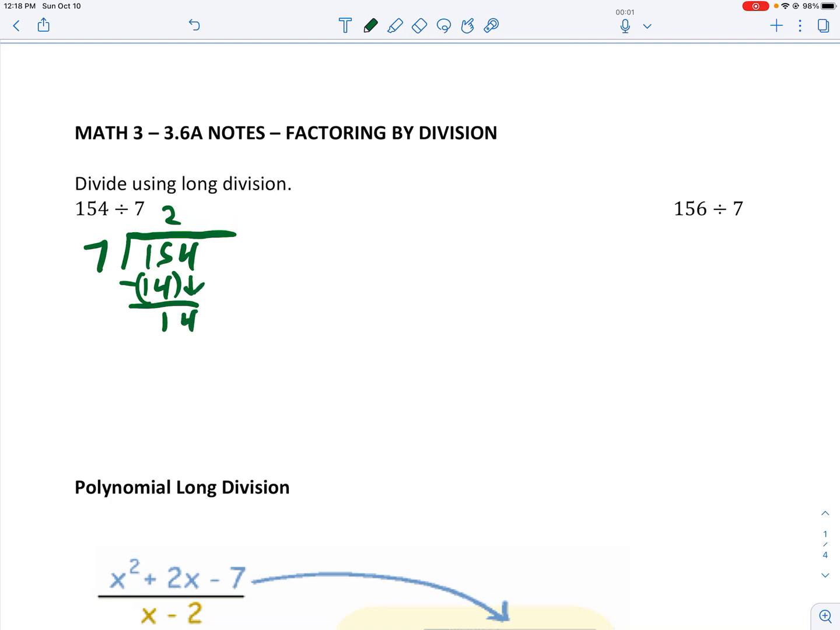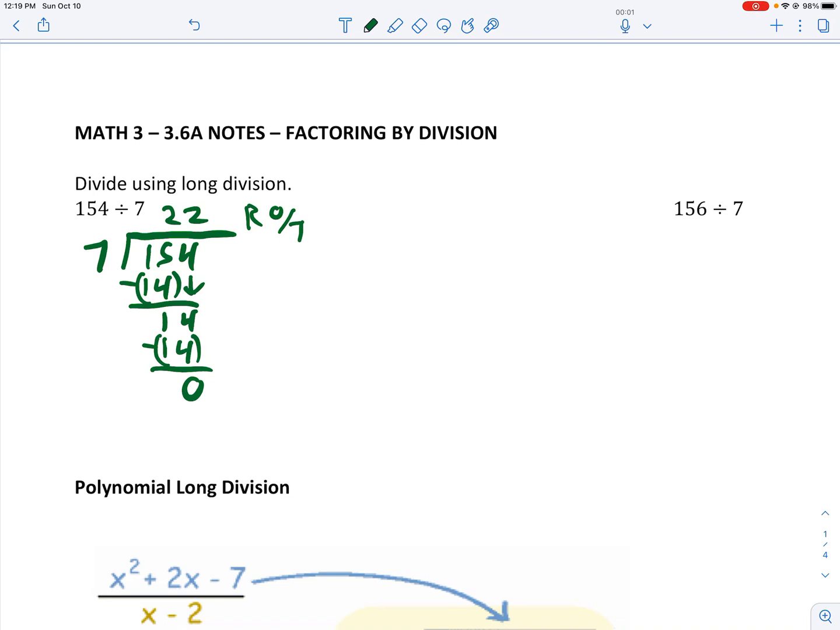So 7 doesn't go into 1. Does it go into 14? Yes. How many times? 2. So then it's 2 times 7, which is 14. You subtract. You get 0. So 7 goes into 154 22 times. Your remainder is 0. Sometimes you would write it as 0 or 7. A lot of times you would not write the remainder. So just depending on how you learn how to do division.